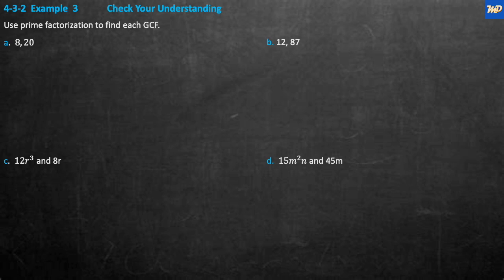Okay, as the example we just did, let's do some prime factorization to find the greatest common factor. So we'll start with the 8 and the 20. What are the factors of 8? We have a 2 and a 4, and a 2 and a 2. So there it is, 2 cubed. And for the 20, we have 2, 10, 2, 5. It ends right there. It's 2 squared times 5.